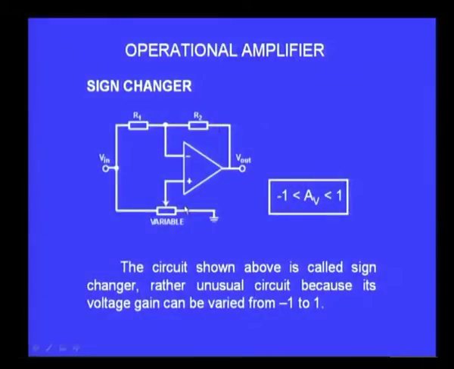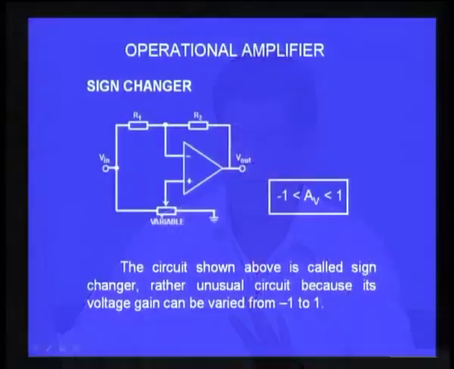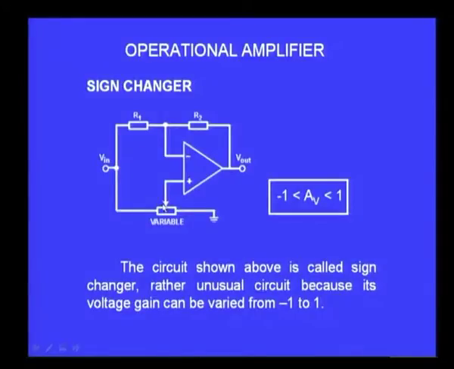I am sure you can immediately recognize it is a modification of the switchable gain. In the switchable gain I had only 2 gains, either it is +1 or it is -1, there is no other value in between, whereas here I can go from -1 to +1 by very simply replacing the switch by a potentiometer and making use of all the 3 terminals of the potentiometer. One end I connect to the input, the other end I connect to ground, and the variable end I connect to the non-inverting terminal of the operational amplifier.